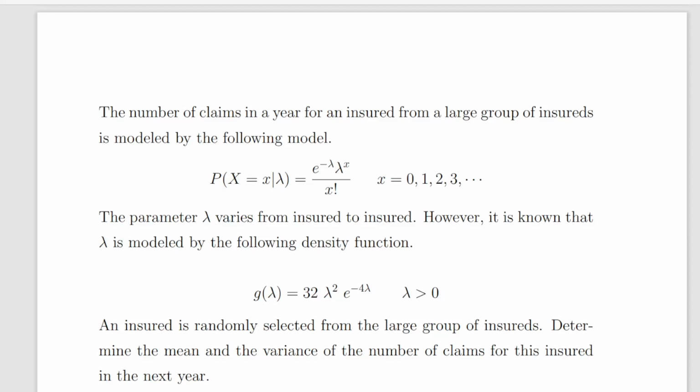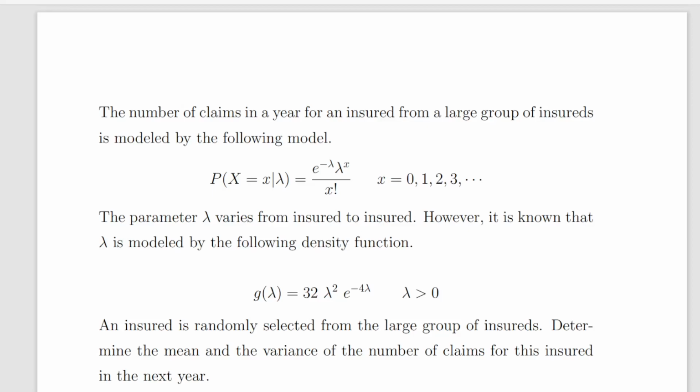The number of claims in a year for an insured from a large group of insured is modeled by the following. Probability of X equal x given lambda is equal to e to the minus lambda times lambda to the power of x divided by x factorial, where x is equal 0, 1, 2, 3. So essentially that is a Poisson distribution there. So that's the first part of our Poisson-Gamma mixture, the Poisson distribution.